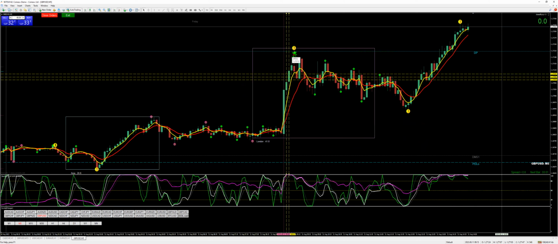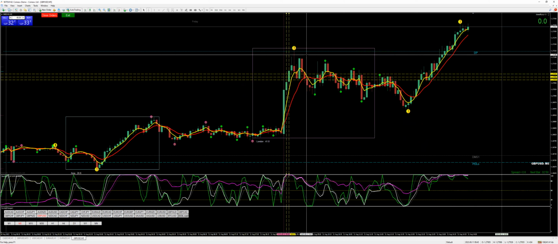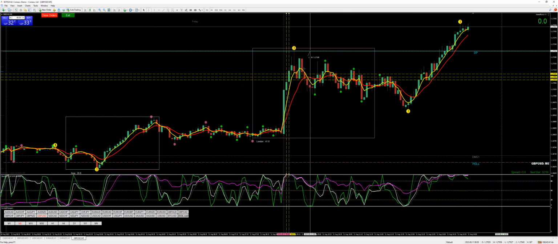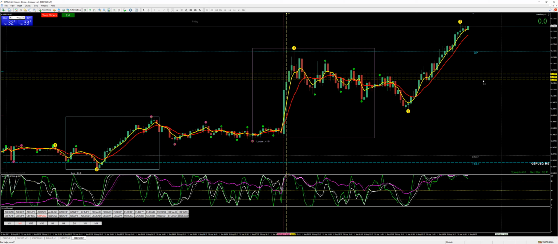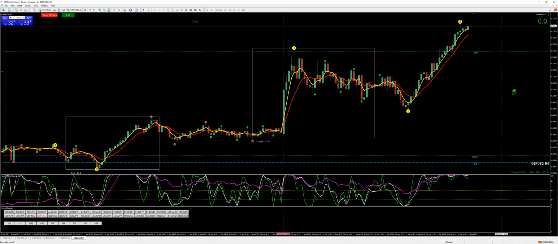And it hit the daily pivot. So that is where I exited my trades. 10 pips, 22, and 34 pips. So that's the way I traded this news event. So that's the news event, okay?